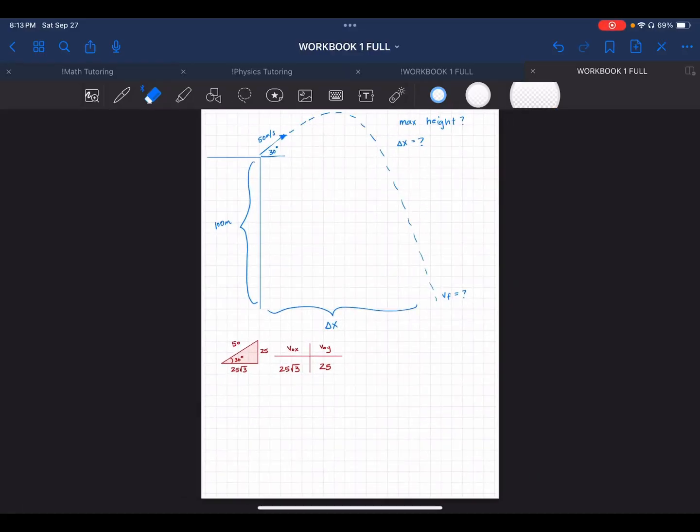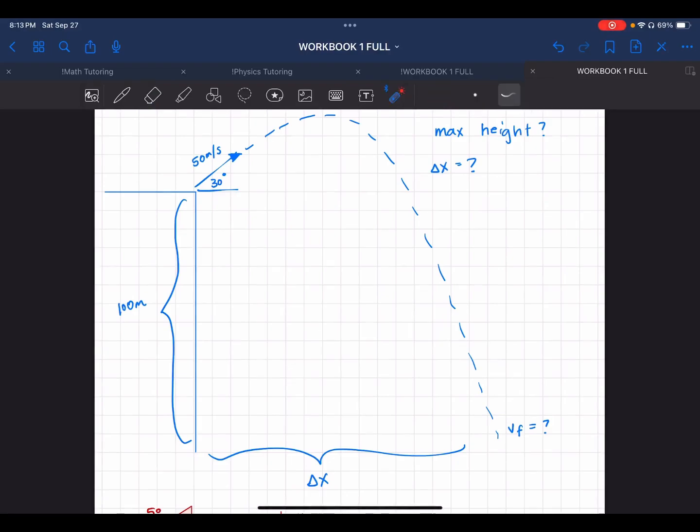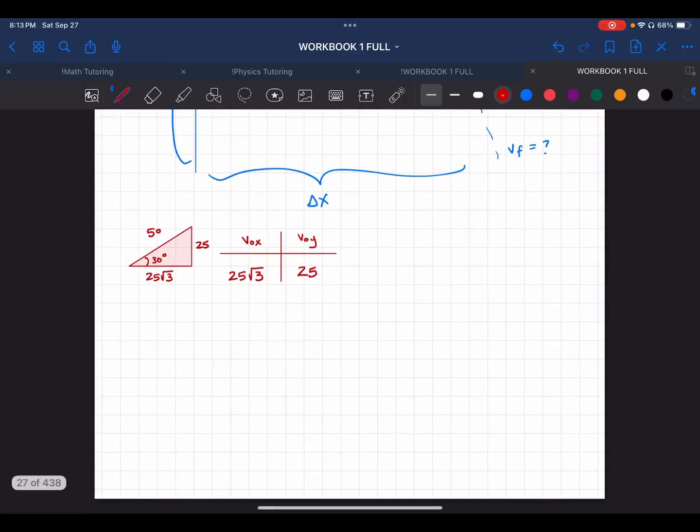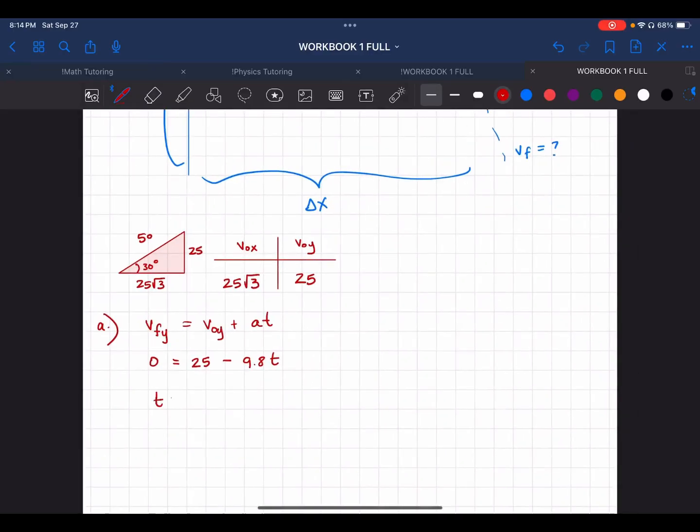I'm going to start with the max height. It doesn't really matter, but max height will just be whatever this much was plus this. So if I find this, I can find it. And the way to find that, like from the previous problem, is using this one: v final equals v0 plus at. The final for y is zero, so 25 minus 9.8 times time. The time is just 25 divided by 9.8, which is 2.55 seconds.